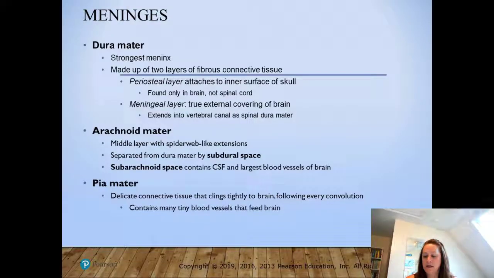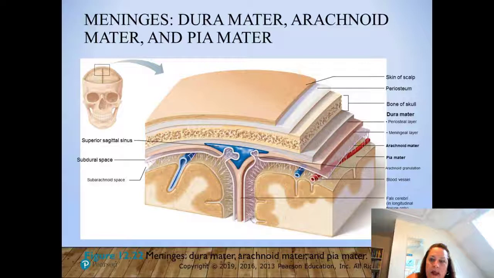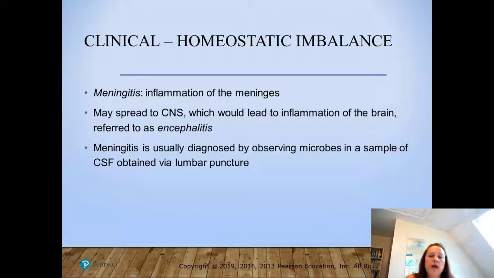This is a slide that tells you what each of them do, right? The dura is the strongest of the three. The arachnoid is the middle layer, again, has the blood vessels and has the cerebrospinal fluid, and then the pia mater sort of holds tight to the brain, with tiny, tiny blood vessels that extend from the arachnoid mater into the brain. And again, another picture of the same thing.